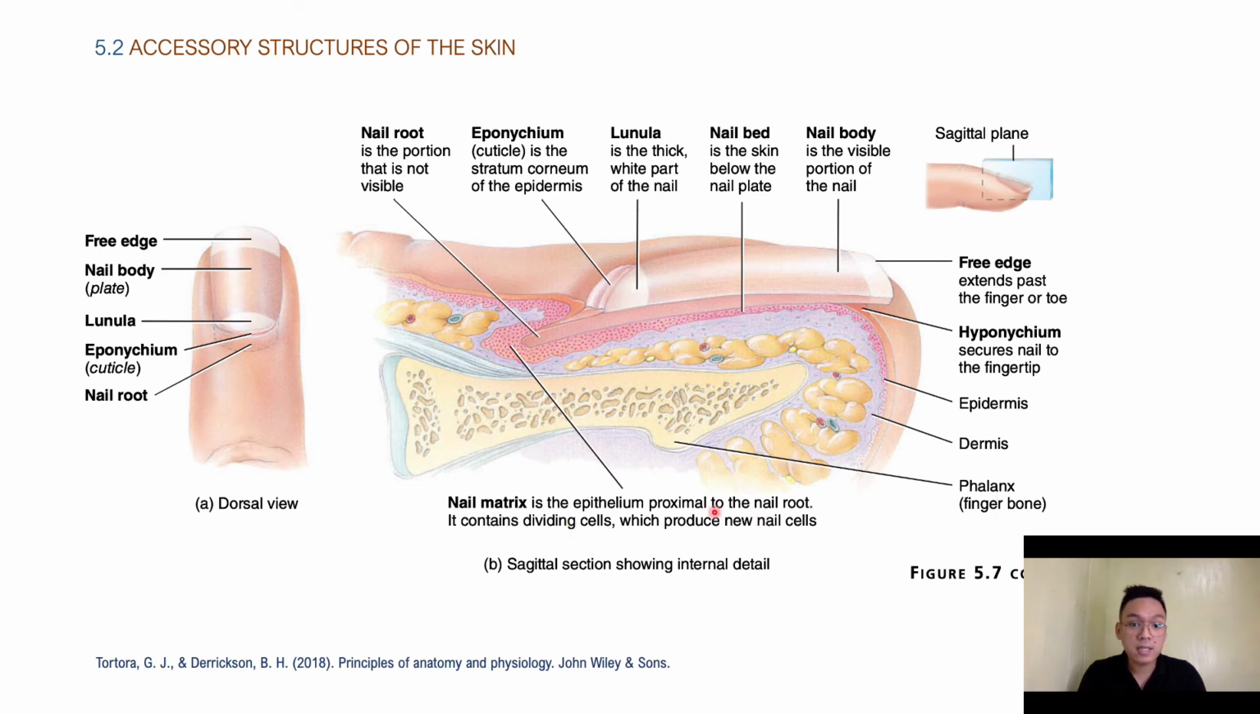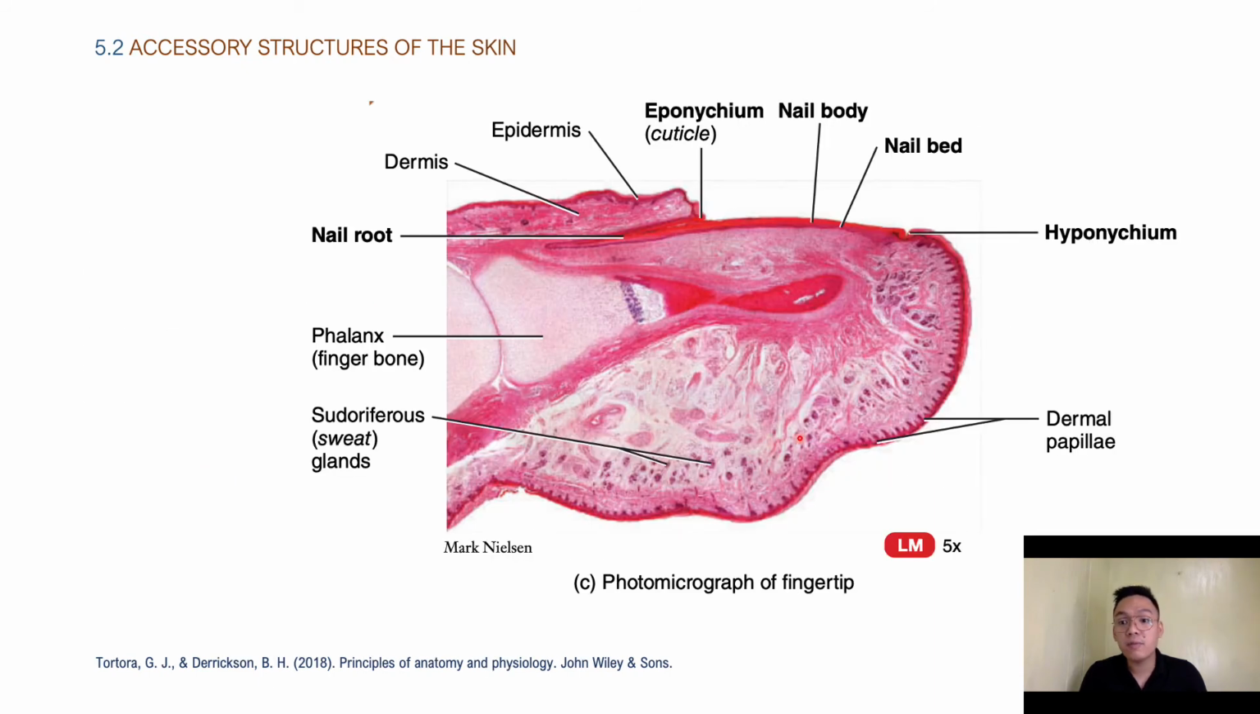And the nail matrix is an epithelium proximal to the nail root, and it contains dividing cells that are producing new nail cells. This is the sagittal section showing internal detail. This is a photomicrograph of your fingertip. Again, nail growth also varies according to the season, the time of the day, and environmental temperature, and in some cases, the average growth of your fingernails is about 1 millimeter per week.